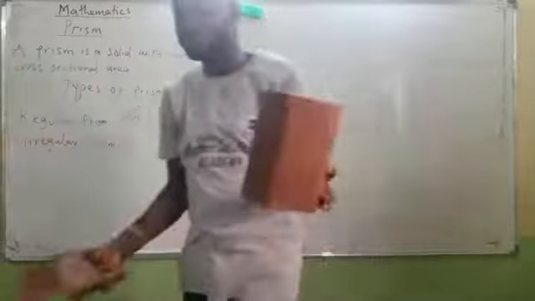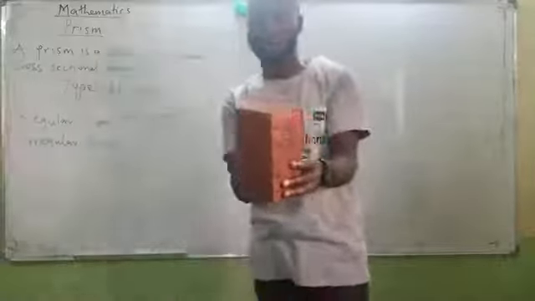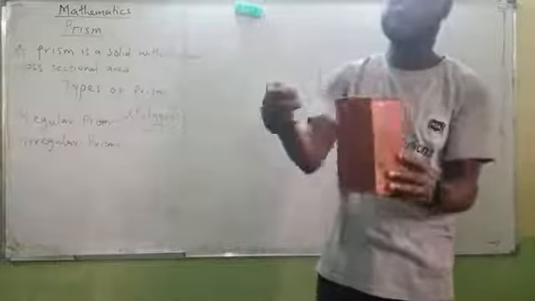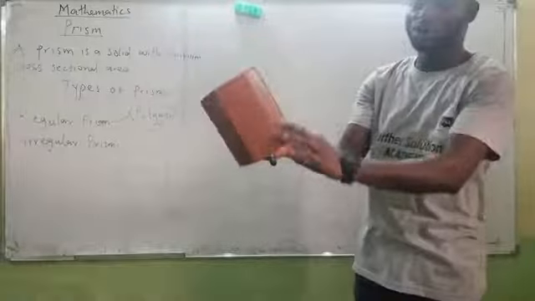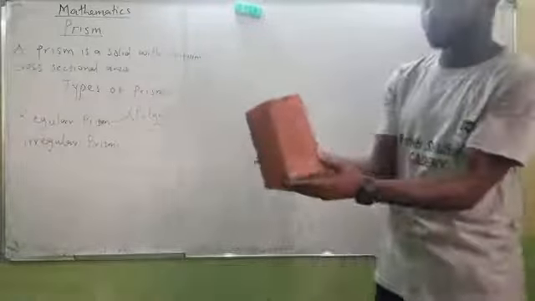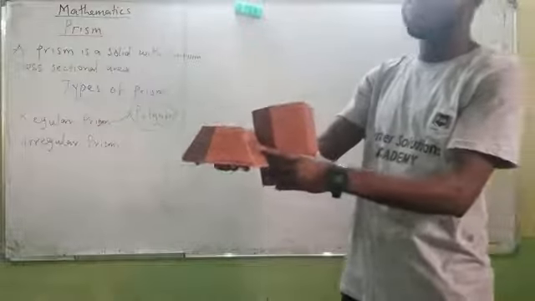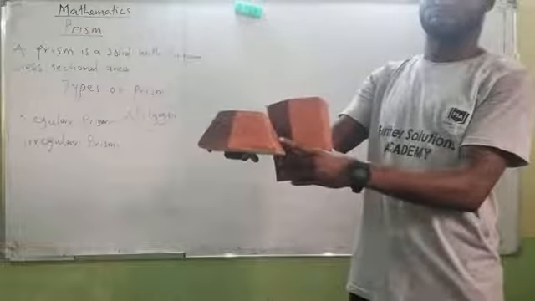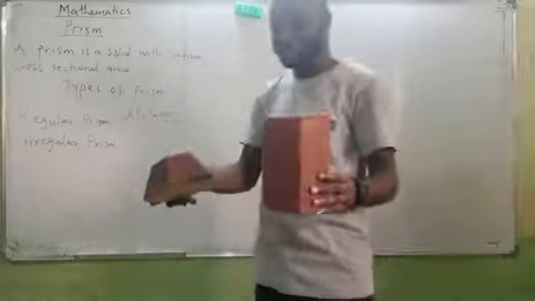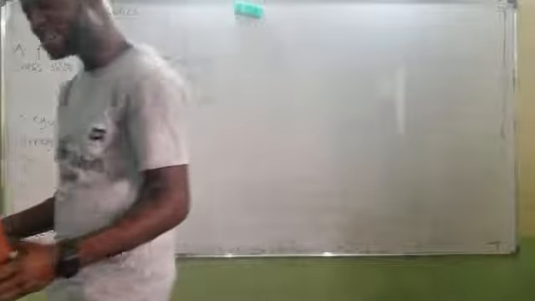This is very easy to find. Just find the what? Two of these multiplied by what? 1, 2, 3, 4, 5, 6. Now, this one, each of the faces is a rectangle. Is a rectangle, but each of these faces is a trapezium. Please take note of those things.